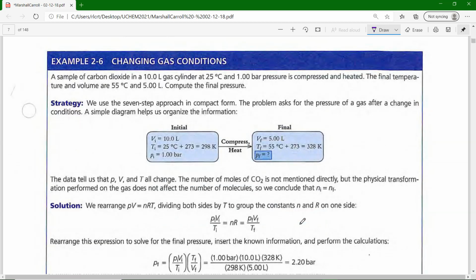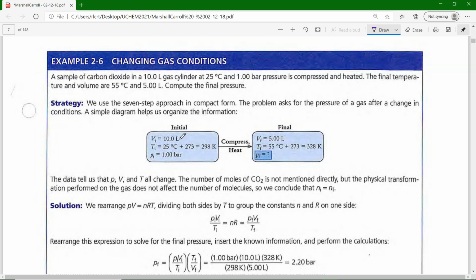This one I'll do because it involves what is called either the combined gas law or the general gas law, and some books don't talk about it by name. Everyone covers it, but they don't all give these specific names. Example 2.6: a sample of carbon dioxide in a 10-liter cylinder at 25 degrees Celsius and 1 bar is compressed and then heated. The final temperature and volume are 55 degrees Celsius and 5 liters. Compute the final pressure.